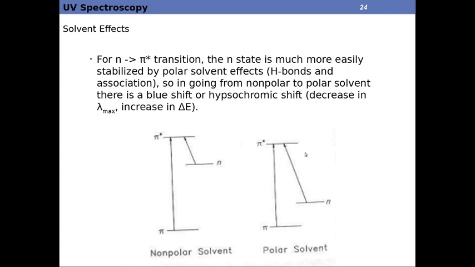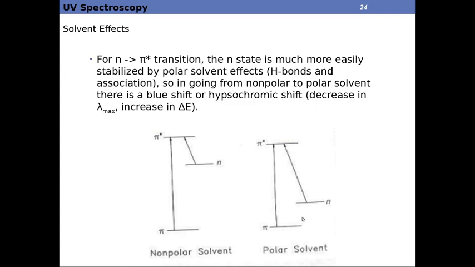So the more polarized pi star orbital will be much more stabilized by the polar solvent because of electrostatic or polarization interaction between the polar solvent and the polarized pi star molecular orbital. So this results in a slight lowering of the pi star molecular orbital in polar solvent compared to non-polar solvent.